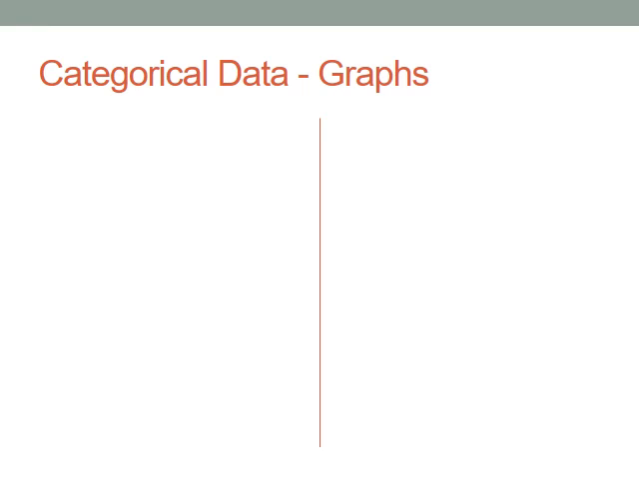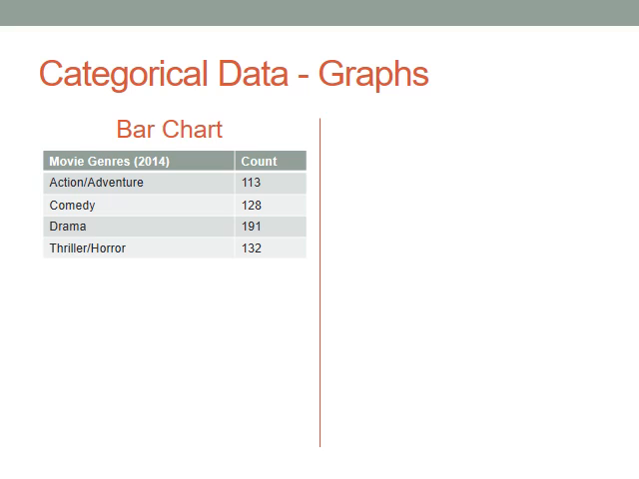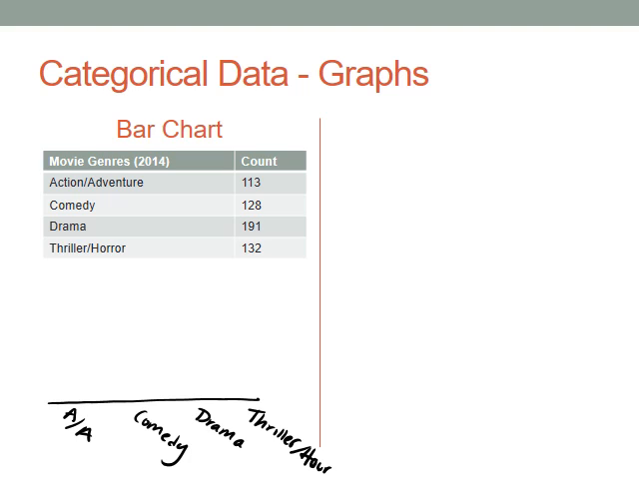With categorical data, we have several types of graphs that we can also create. So we have bar charts, which are created from our frequency table. The way to create a bar chart, and I'm sure you've seen these before, is along what we would consider the x-axis, we're going to put our categories. I'm just going to call it AA for action adventure, comedy, drama, and thriller, horror. And we're going to label that axis movie genres.